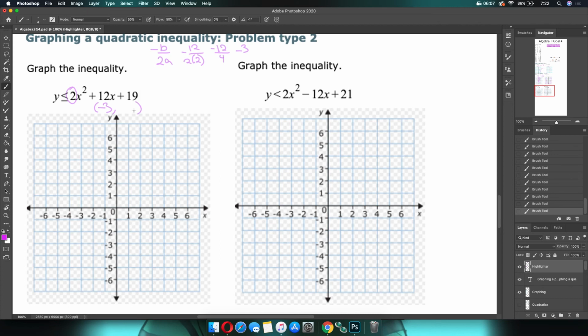Well, what's my something? I have to go through the effort of putting the negative 3 into the equation. So 2 times negative 3 squared plus 12 times negative 3 plus 19. So 3 squared is 9, 9 times 2 is 18, 12 times 3 is 36, plus 19, 18 and 19 is 37, 37 minus 36, 1. There's our vertex. So negative 3, 1.